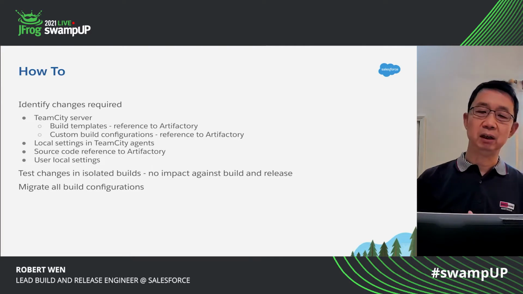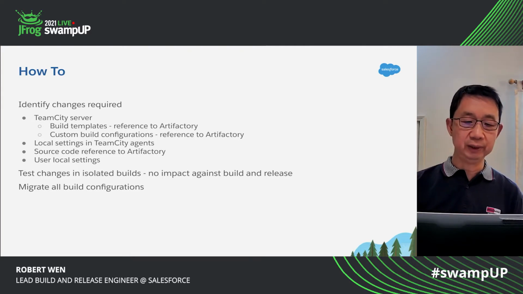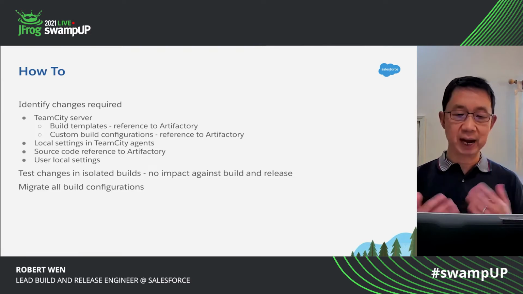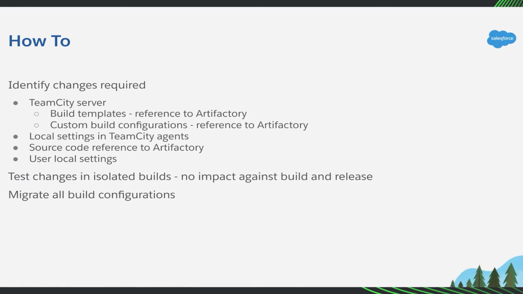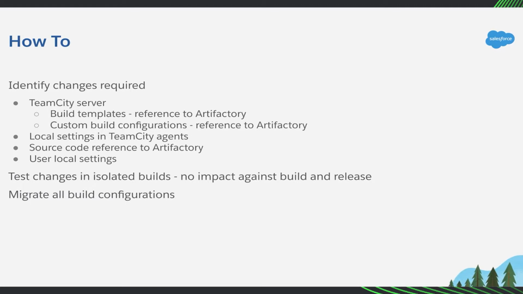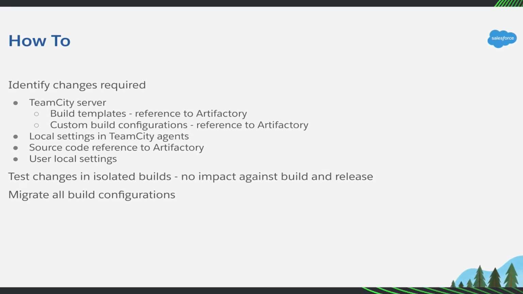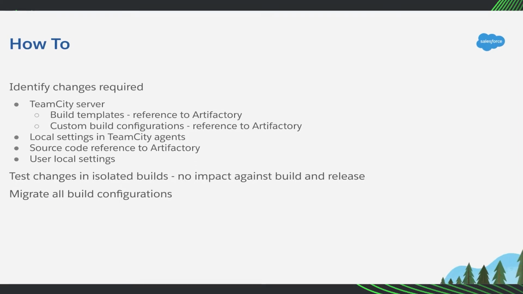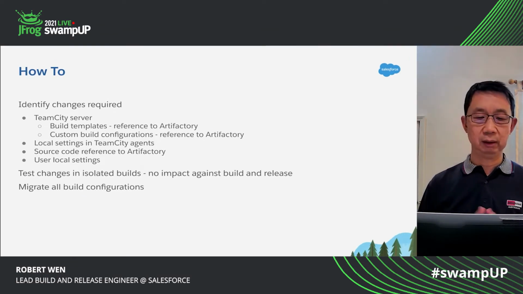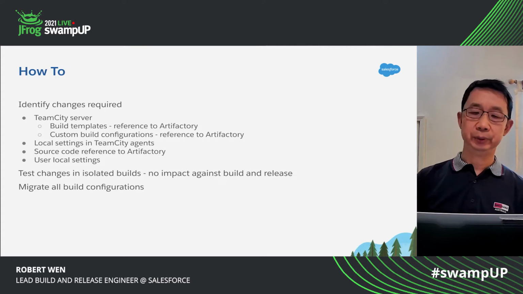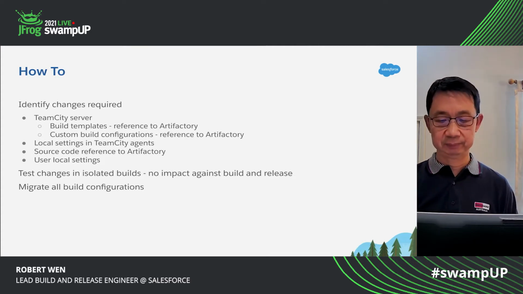So after identifying all the changes required, we need to test changes in an isolated build, meaning we test this build against the new Artifactory without impacting ongoing build and release. Once tested and validated, we are confident we can move forward, then we can carry out the rest of the migration, meaning we migrate all build configurations to the new Artifactory.